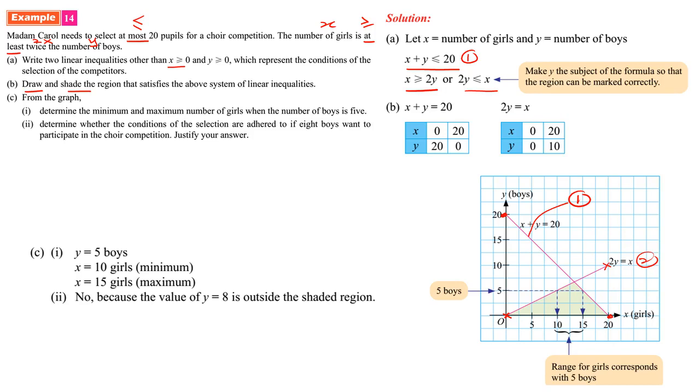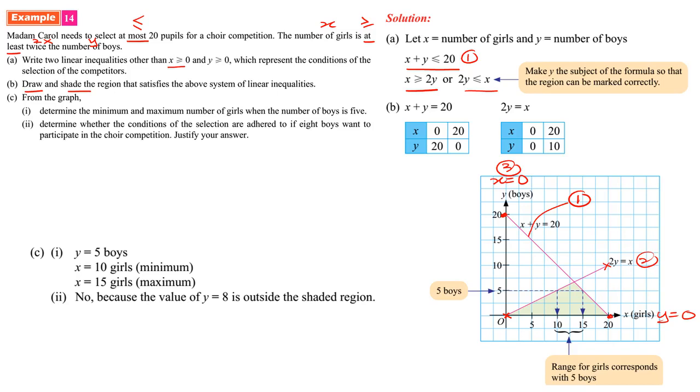And the third line is x is equal to 0, which is the y-axis. And the last one is y is equal to 0, which is the x-axis.